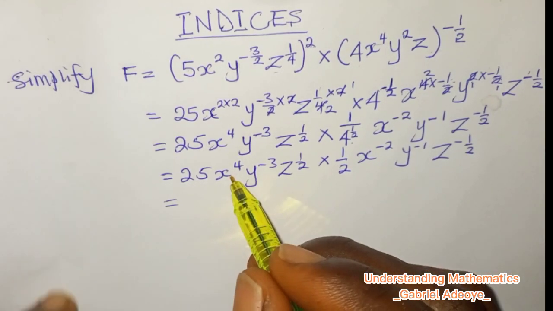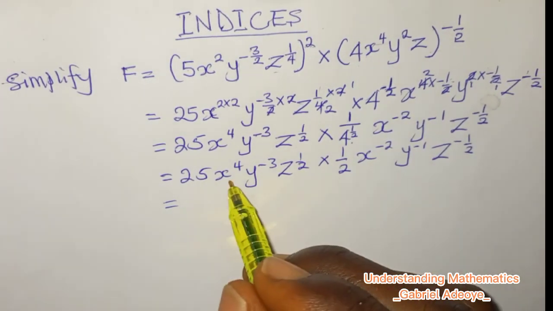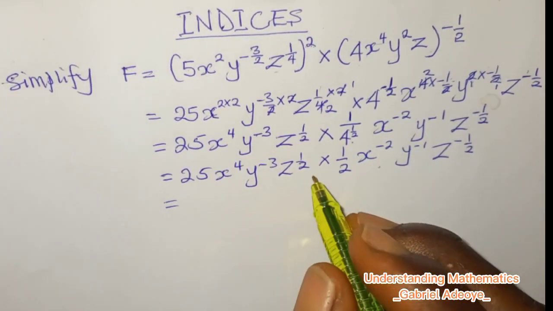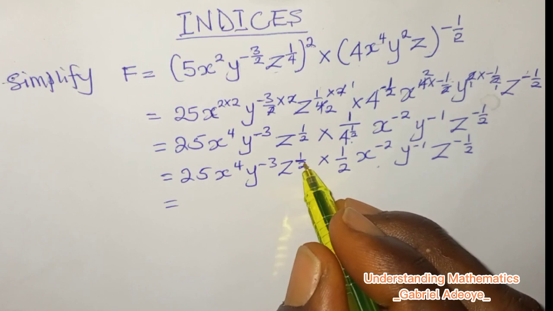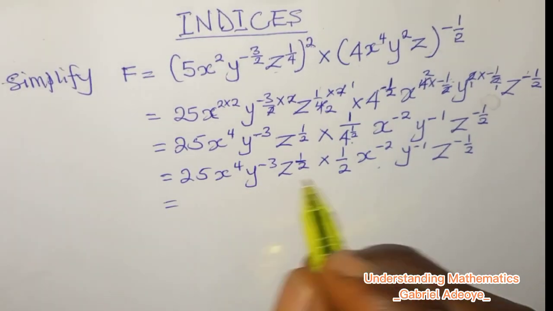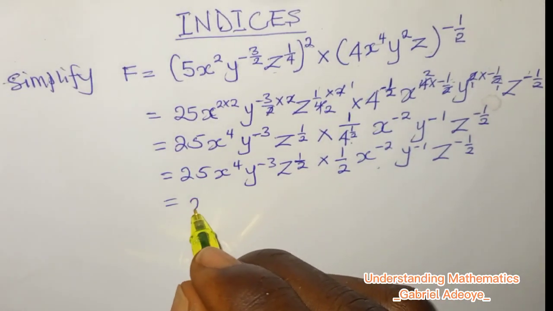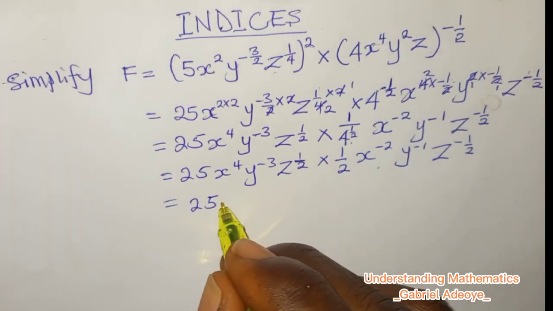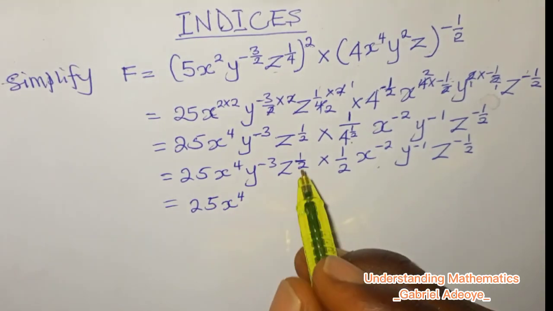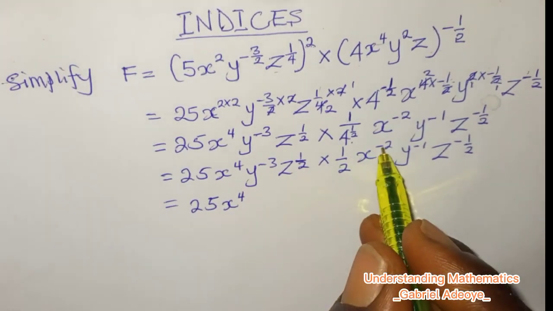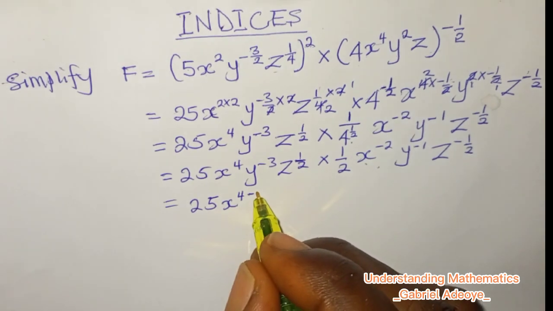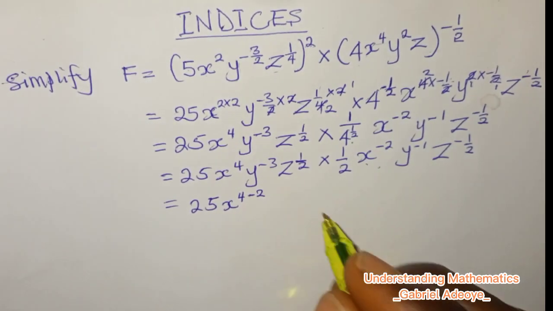The next thing we need to do here is to add the powers of the common factors. We have x, y, and z. That's one of the major rules of indices: when you have products between indices, you add the powers. So we have 25 for x, x raised to power 4 plus minus 2. Of course, that will be minus 2 because the power of x here is also minus 2. So that is 4 minus 2 for x.